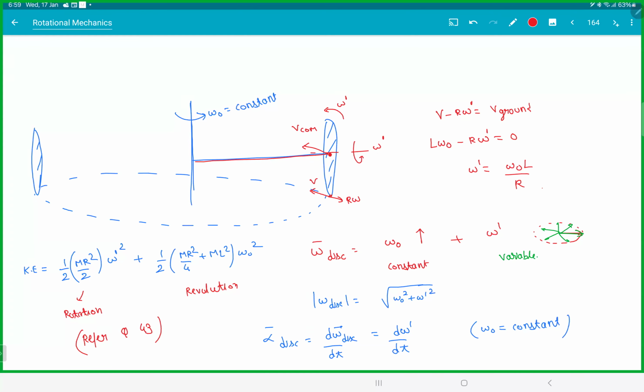How to find alpha? Try. I'll give you a minute from there. Please ask anything you're not clear about. The omega dash part, the energy part, anything.